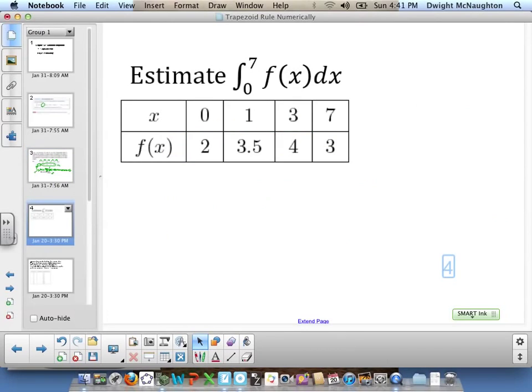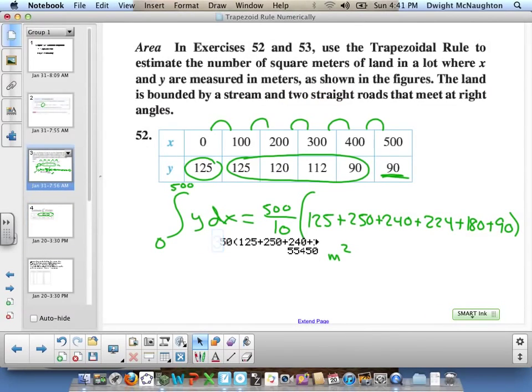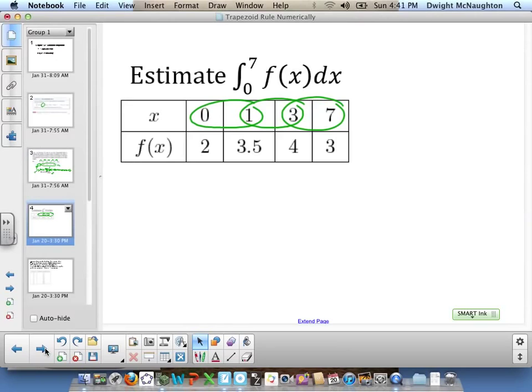All right, here's another example. Estimate the area underneath f of x from 0 to 7. This time, you'll notice our trapezoid heights are inconsistent. No big deal. We just don't throw them all together like this. We do them separately.